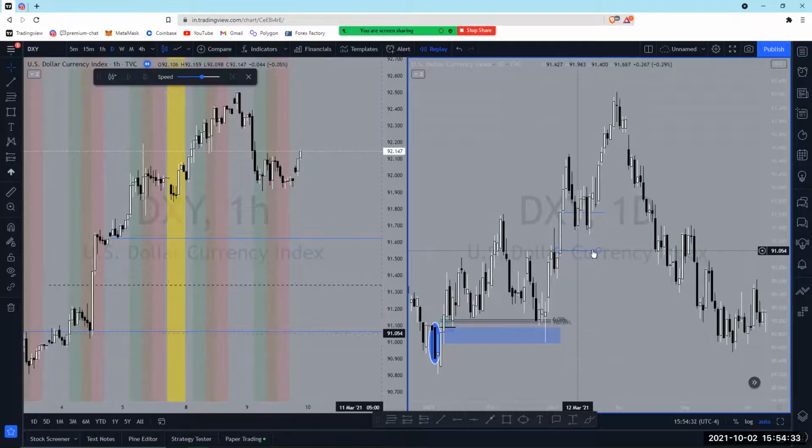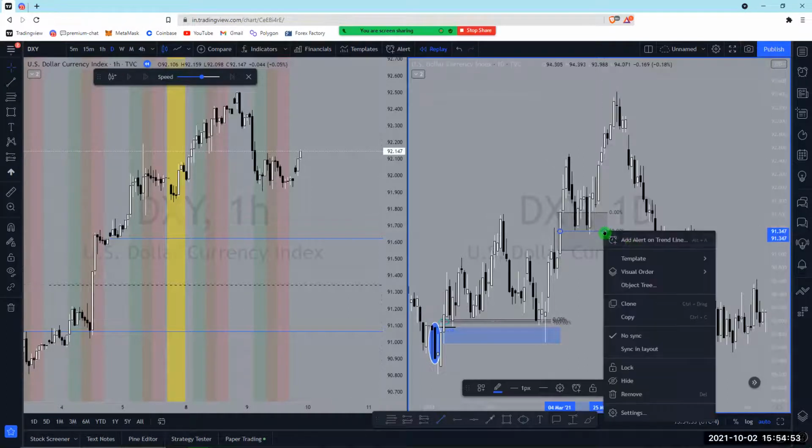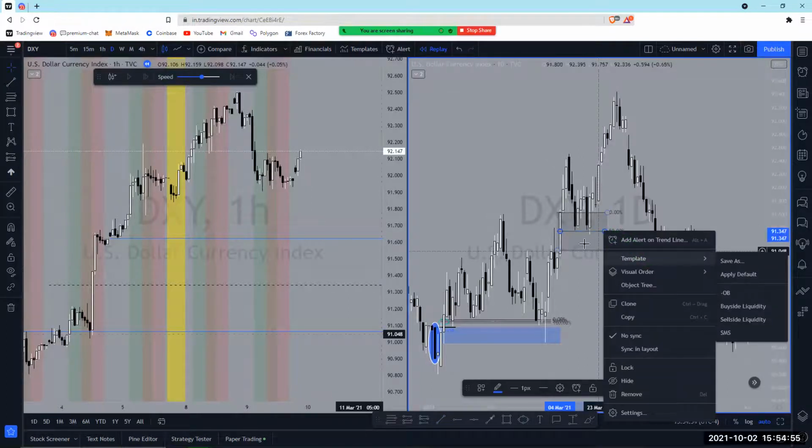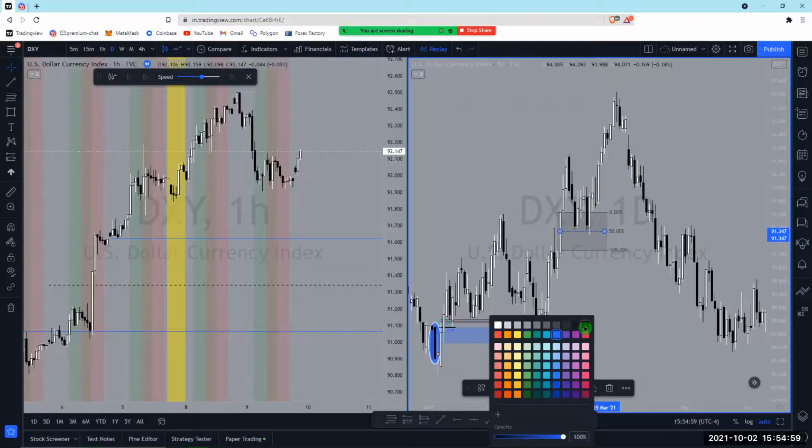We have our fair value gap here, and we have our consequent encroachment, 50% of our fair value gap here, which I'm just going to change up a little bit.